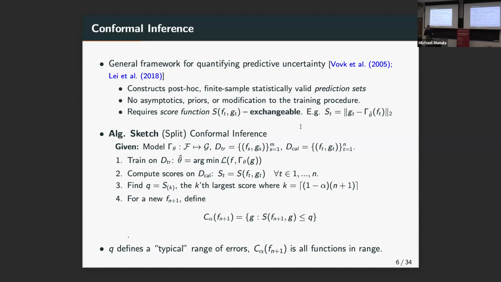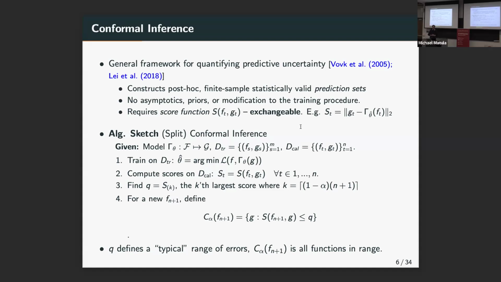What's nice about this is that we are going to be able to guarantee that the prediction sets are statistically valid, even in finite samples. And so this is not going to require any sort of asymptotic arguments to guarantee the validity of these procedures. And it's not going to require us to place any priors on our parameters and try to learn any posteriors. And it's not going to require any real modification to the training procedure at all. So it's going to be something that we're going to be able to sit on top of the model in a post hoc fashion.